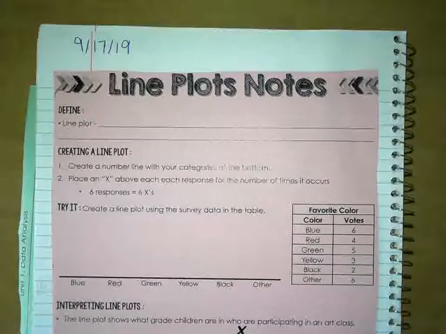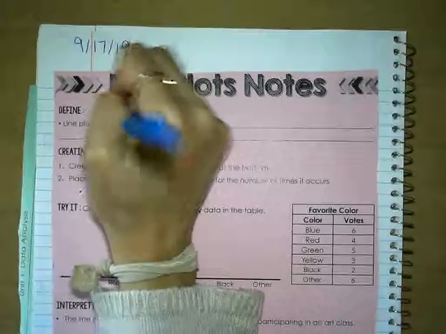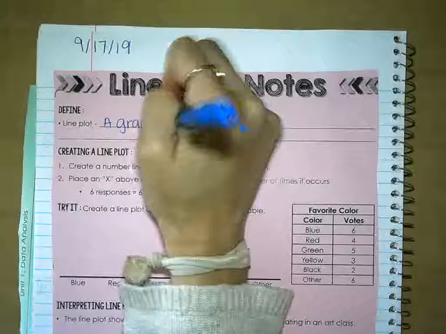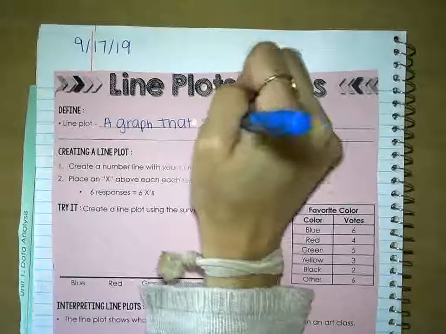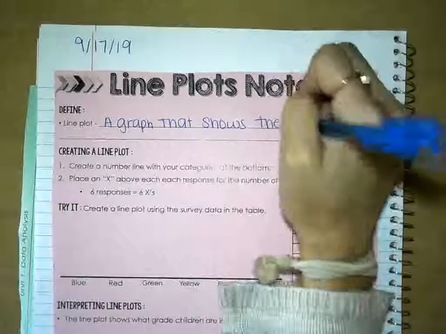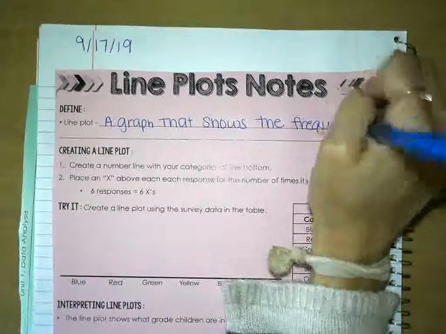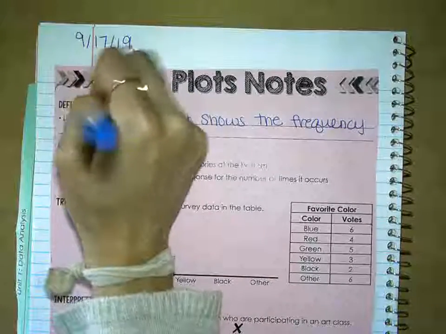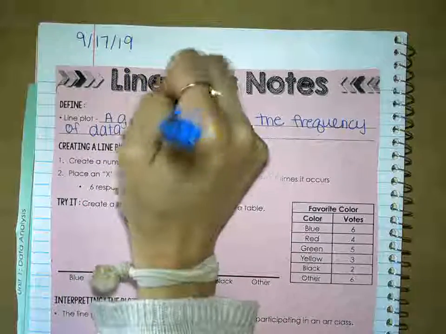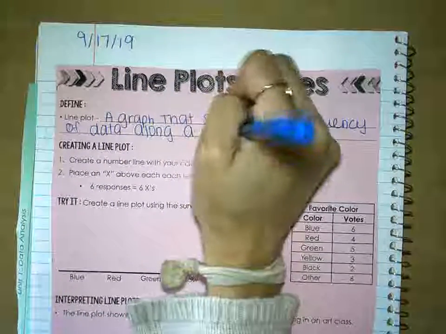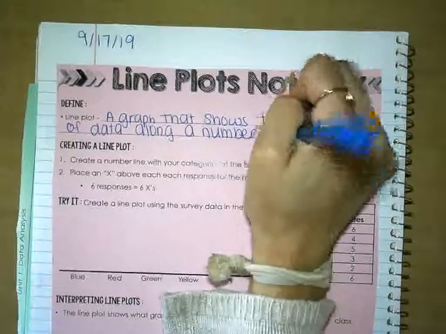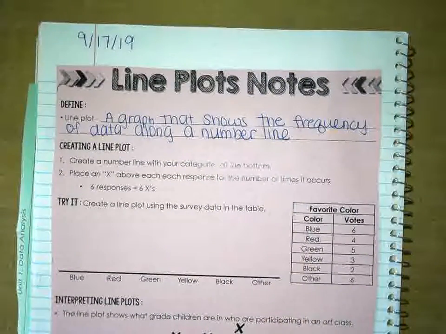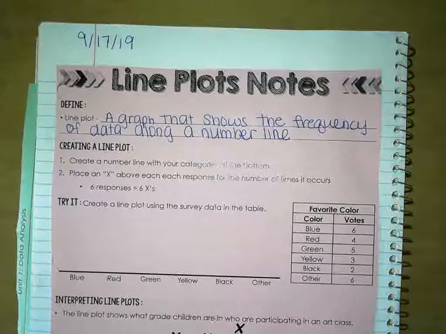So a line plot is a graph that shows the frequency. Frequency means how often. So it shows the frequency of data along a number line. So it is a graph that shows frequency, meaning how often a number pops up, or how often a word pops up, or something like that along a number line. So it is a number line.